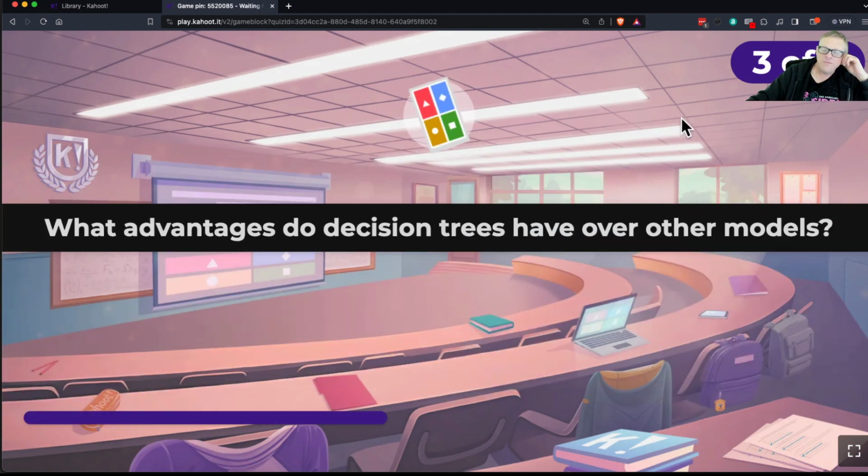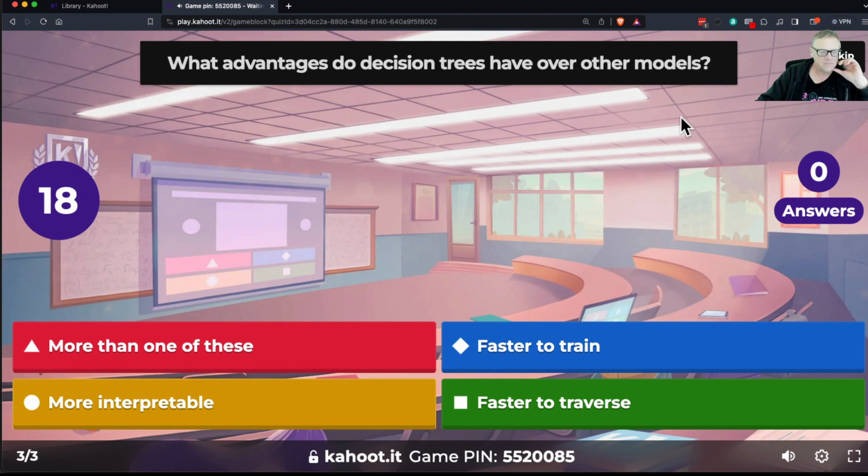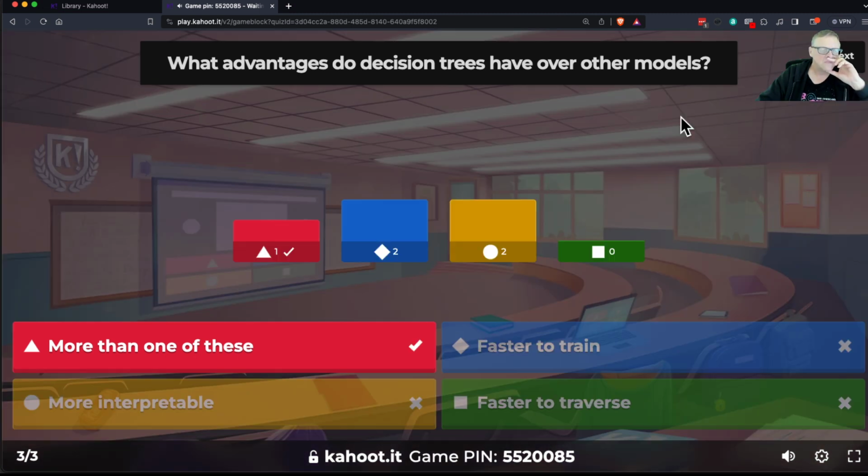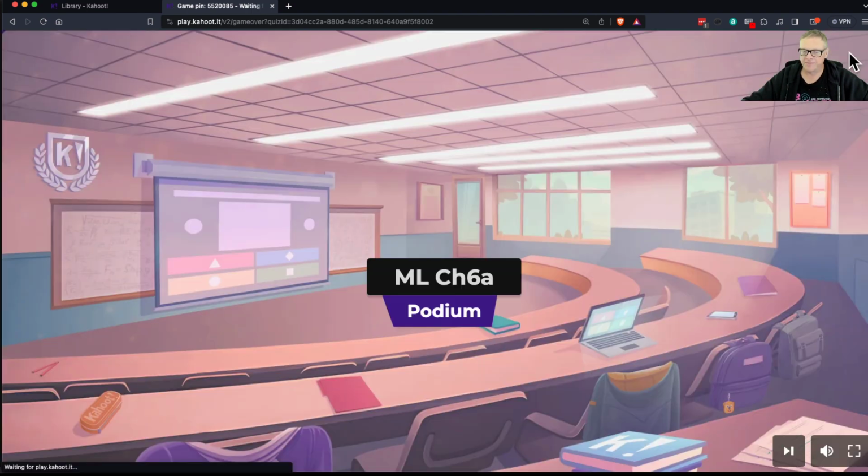What advantages do decision trees have? It has all these advantages, so more than one is the best answer: faster to train, faster to traverse, and more interpretable.